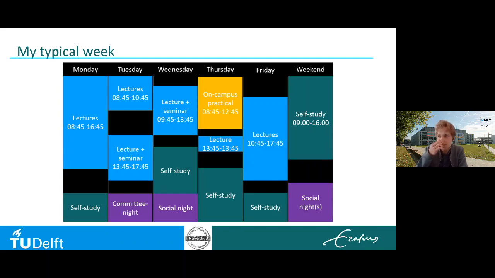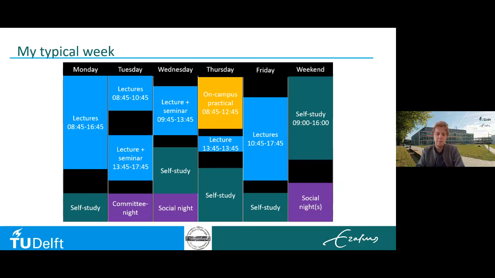And you see a lot of self-study. So the advice of the university is to spend around 40 to 45 hours a week on the program, which is similar to a full-time job, right? I think I spend a little bit more than that on the program, but it's only an average.